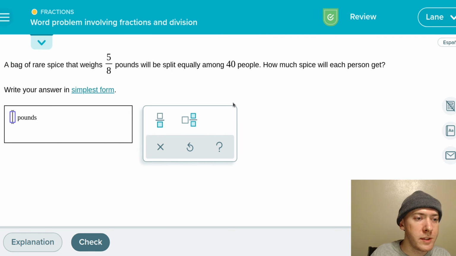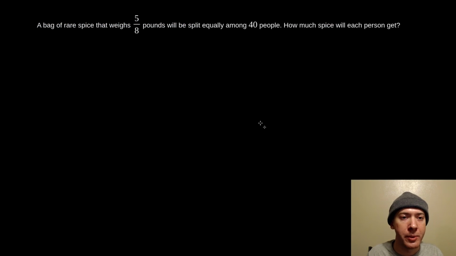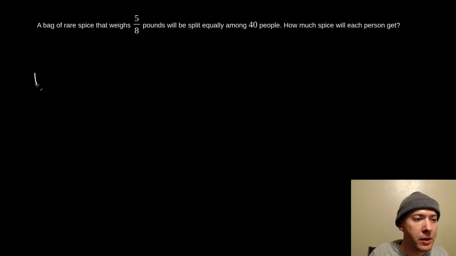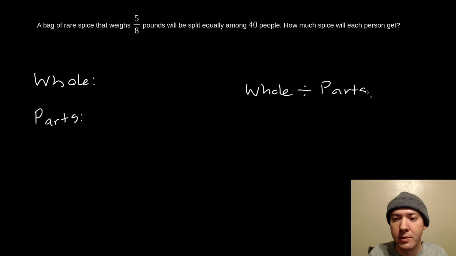Okay, this problem says a bag that weighs 5/8 pounds will be split equally among 40 people. Let's take a look at this on the blackboard. So again, we're going to figure out which number represents the whole and which number represents the size of the parts. And then our answer is going to be the whole divided by the parts. Okay, so if the bag is being split, then the bag is the whole, right? And the parts are going to be the 40 people.